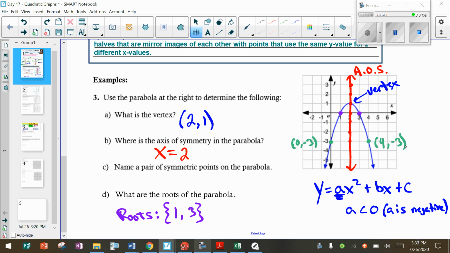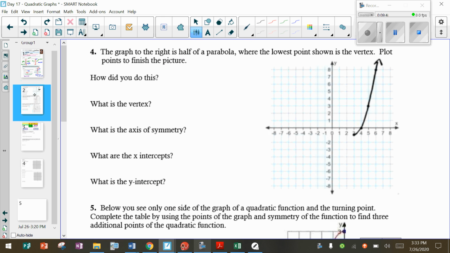And that's totally okay. It is still a function, because the function was the other way around. A function uses each x, 1x, for every y. So this does still pass the vertical line test. So a pair of symmetric points about the parabola, we can use the roots, but I'm going to use the other points we discovered, 0, -3, and 4, -3. So if every parabola has symmetric points, we can use that idea to help us finish the picture or complete the graph.